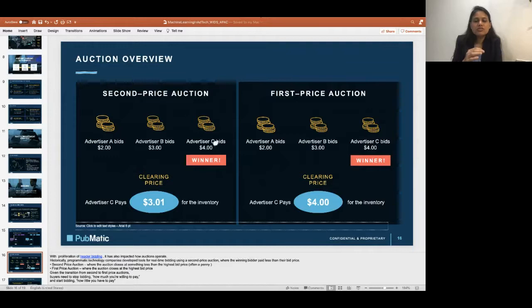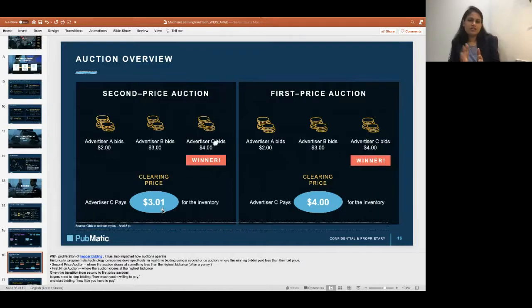The auction gets closed at the highest bid. However, the winner has to pay less than their bid price. In this example, you can see there are 3 advertisers, where advertiser C bids the highest, which is $4, and is the winner. However, it has to pay the second highest bid plus a penny more, like $3.01, as a clearing price for the inventory.